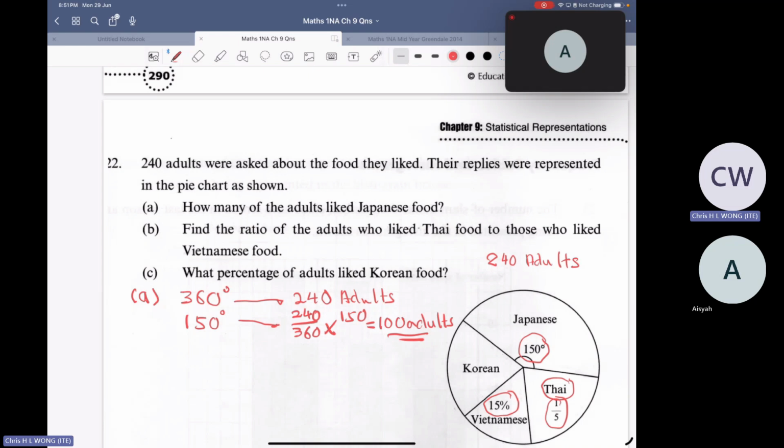I can take 1/5 of 100%. I can also take 1/5 of 360. Up to me, see what is available. So what is available? Percentage. I might as well use 1/5 of 100, right? So I'll find this. What is 1/5 of 100%? I can make the relation between Thai and Vietnamese. So B.